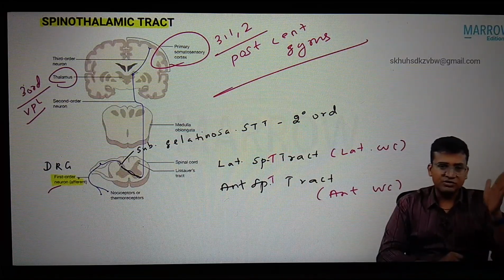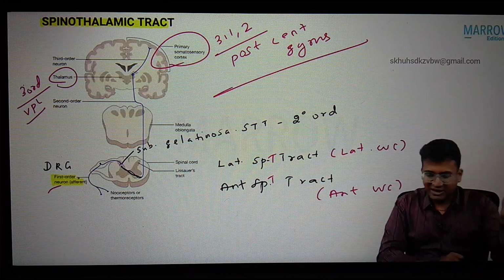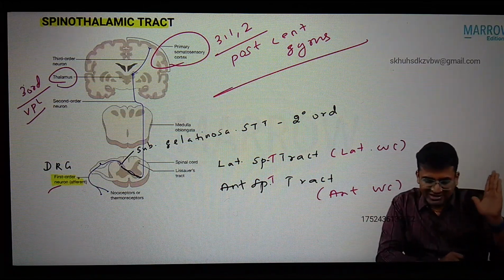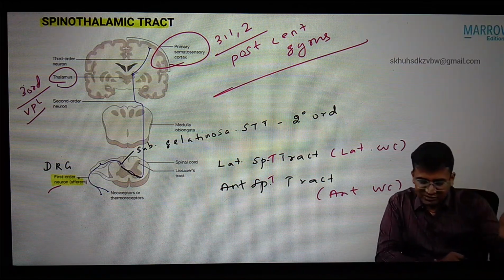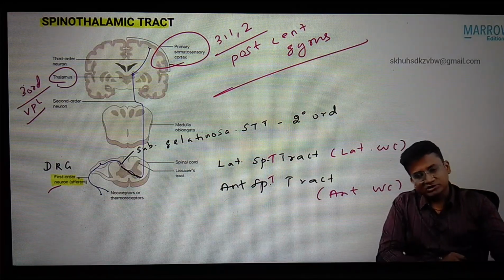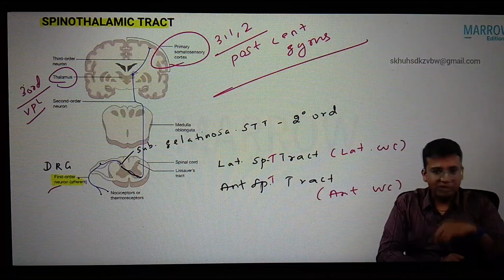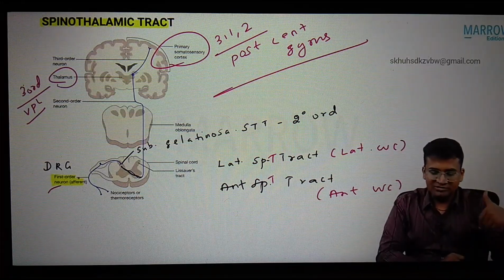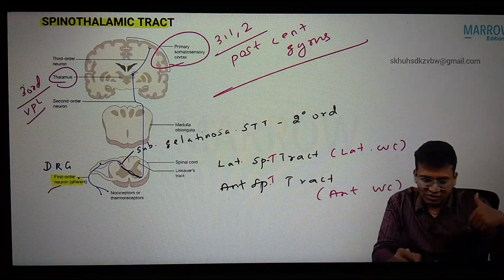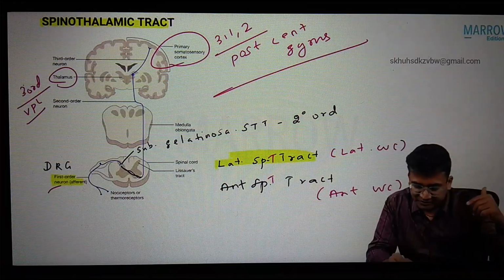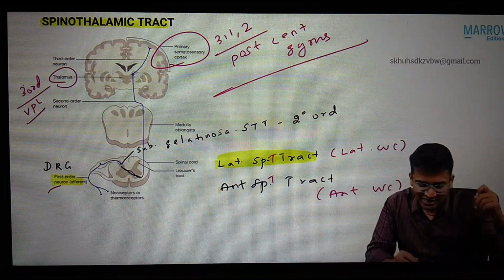There is a nucleus for the spinothalamic tract. That is the second order neuron. Fibers from the second order neuron, as we know already, cross to the opposite side and ascend in the lateral white column and the anterior white column. The fibers ascending in the lateral white column are called the lateral spinothalamic tract, and the fibers ascending in the anterior white column are called the anterior spinothalamic tract.